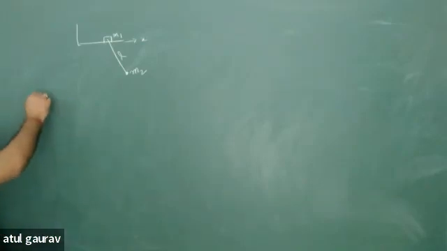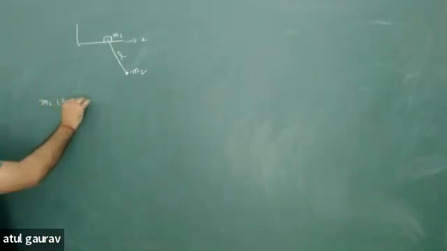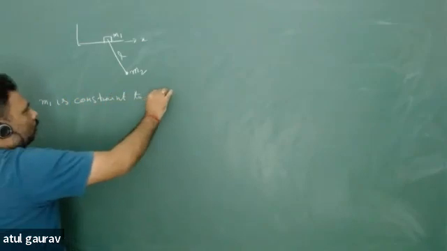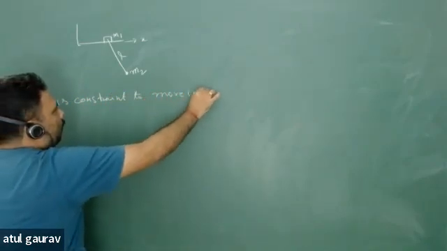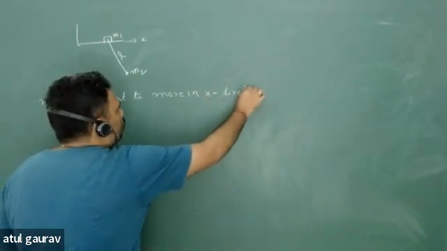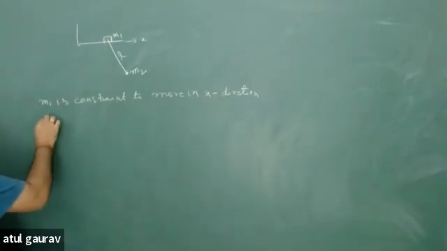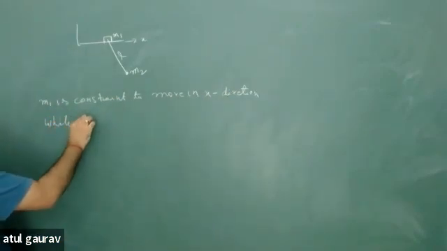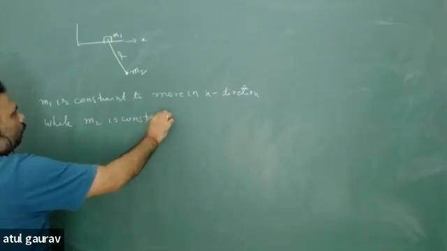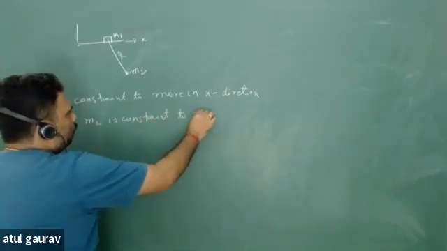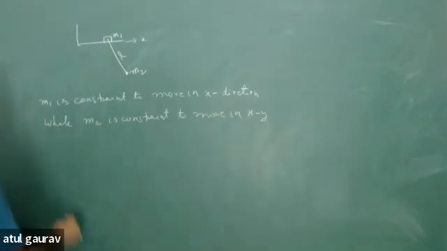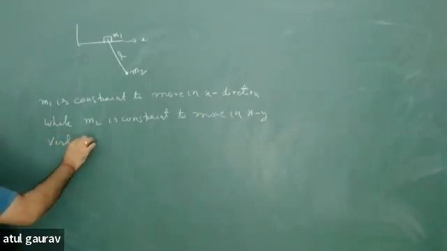M1 is constrained to move in X direction, while M2 is constrained to move in XY plane. XY vertical plane. This is basically vertical plane.